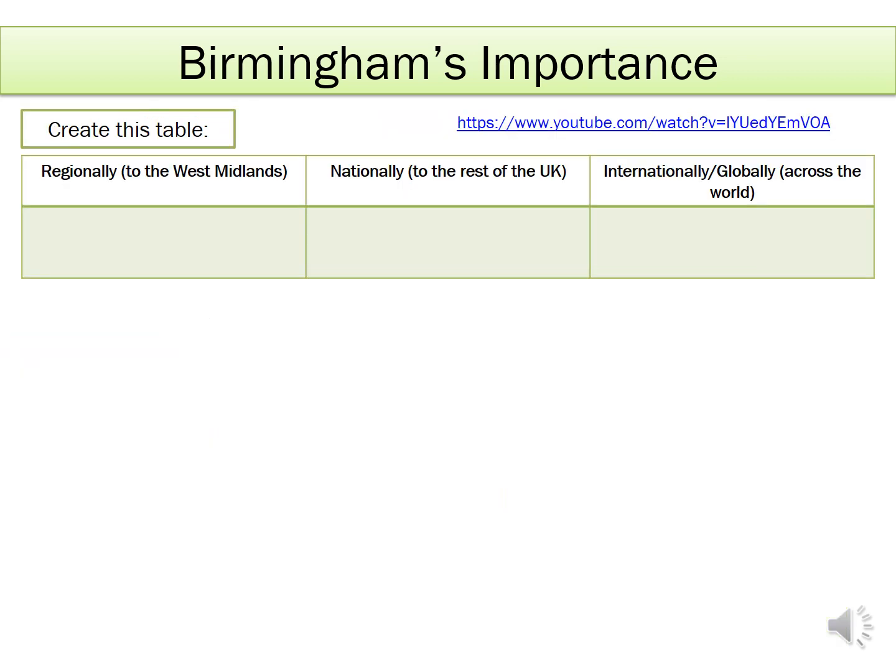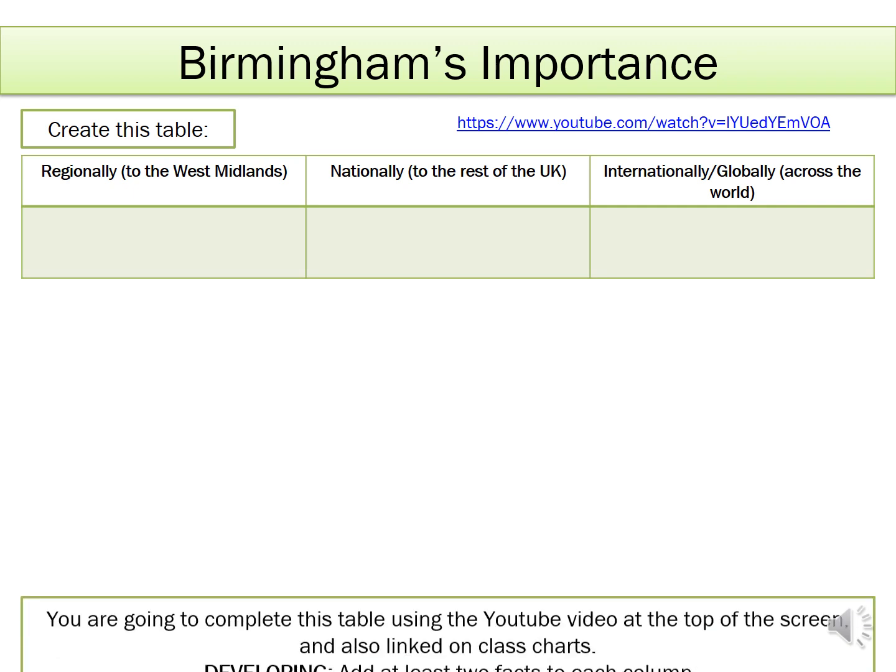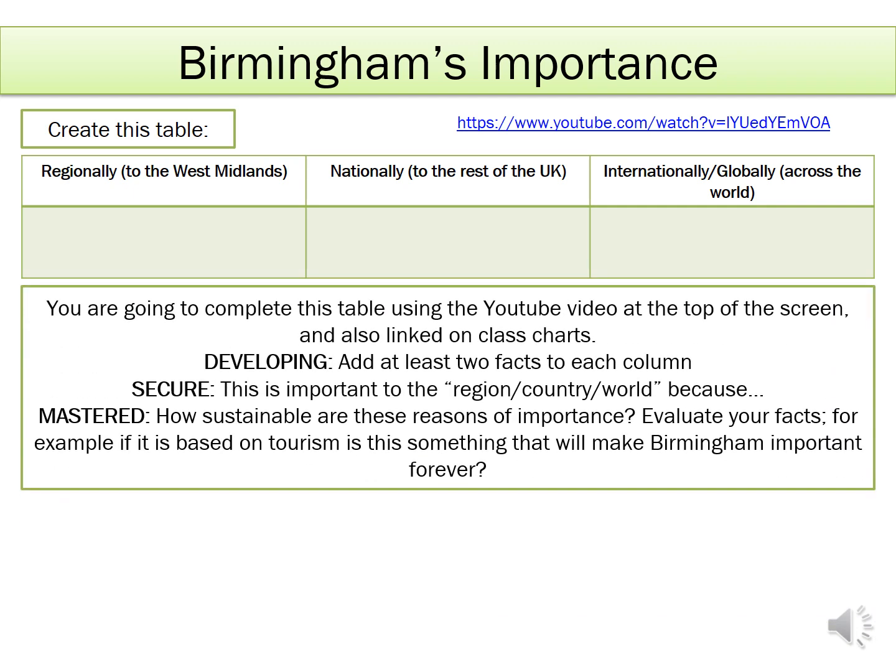Your task then is to very quickly create this table, 3 columns: regional importance, national importance, and international importance. It might be really worth you adding in what it means, so regional is the West Midlands, as that is a reminder for you. Then you can open the YouTube link in the top corner. It is also attached on Class Charts. I want you to watch the YouTube video and try and add at least 2 facts to each column to say why Birmingham is important on that scale.